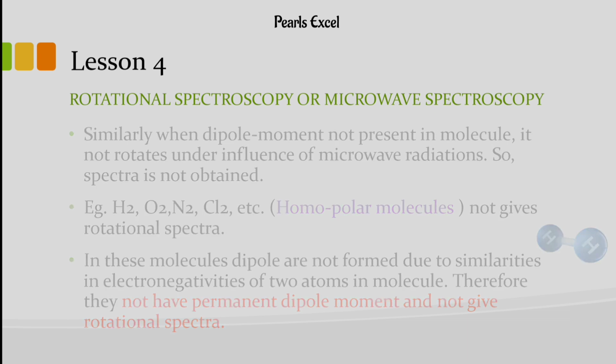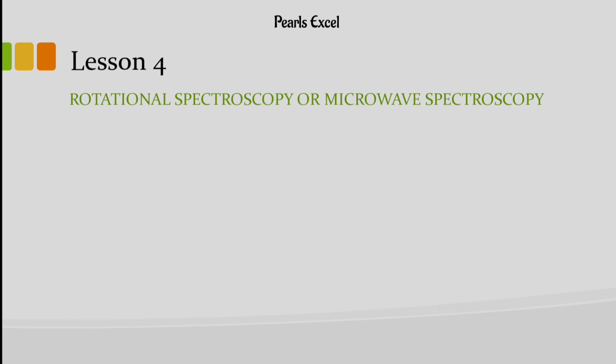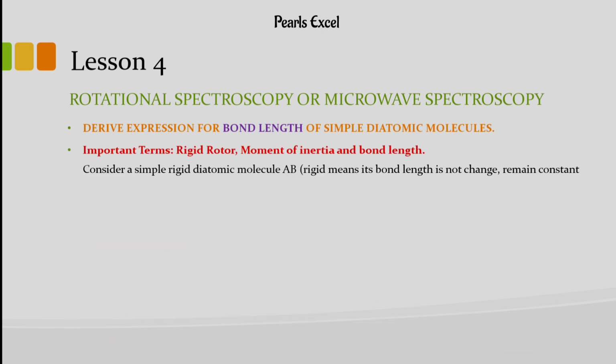Now after understanding this basic concept, let's start to derive the expression for bond length of a simple diatomic molecule. To solve this derivation, we need to understand some important terms: rigid rotor, moment of inertia and bond length. Consider a simple rigid diatomic molecule AB. Rigid means its bond length does not change, it remains constant during rotation of the molecule.